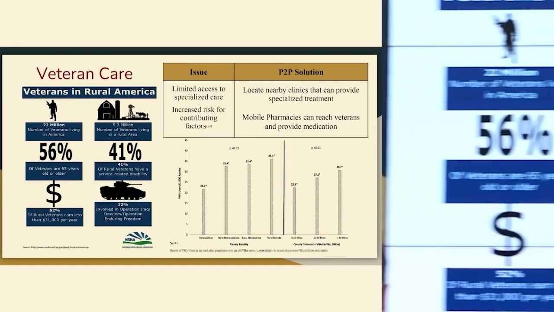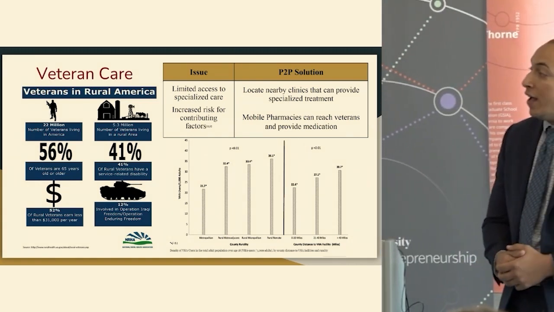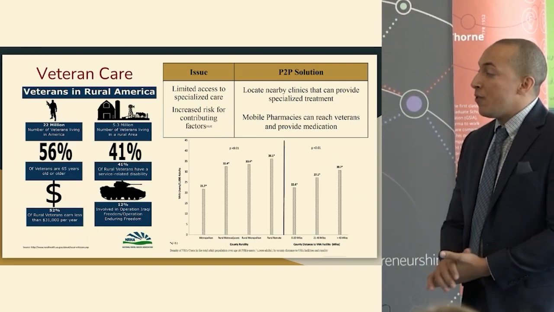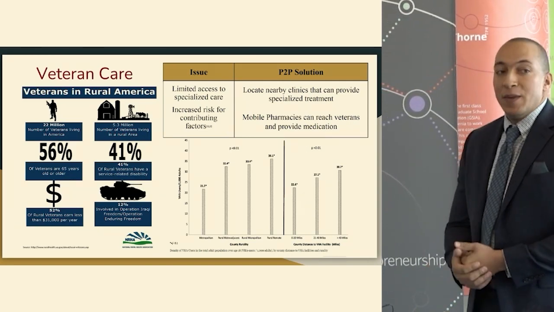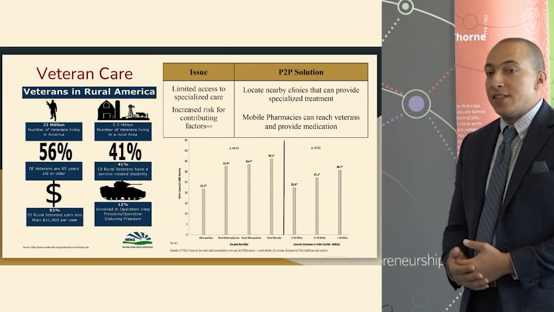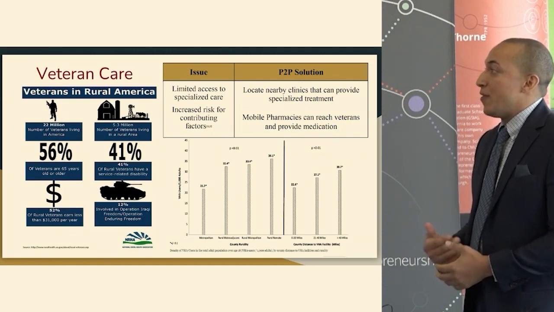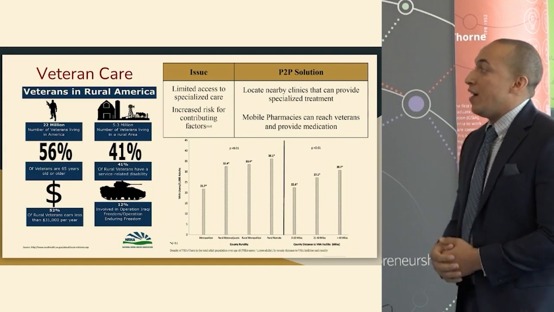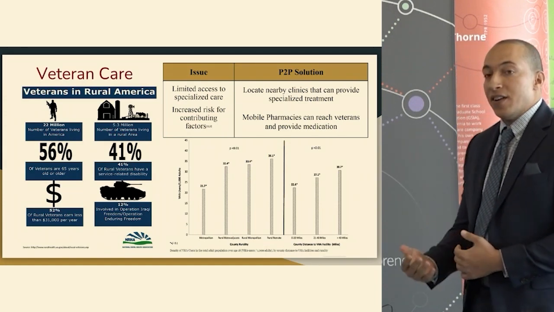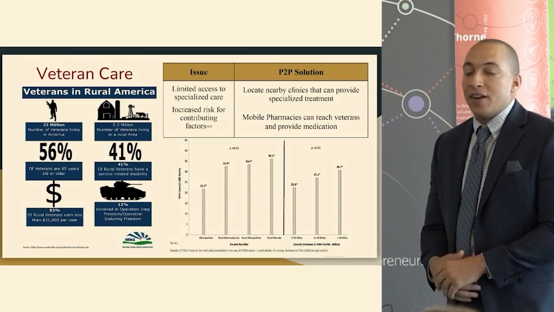Thank you. So veterans, who often put their lives on the line for the country, have historically received less than optimal care. As you can see here, a disproportionate amount of veterans live in rural areas, with the main issue being limited access to specialized care. Additional factors such as homelessness, substance abuse, and poverty contribute to a lot of the disparities. Our solution hopes to bring clinics and specialized treatment out to homes for these veterans, and additionally mobile pharmacies as well, where they can provide medication, mental health care, and things like that.